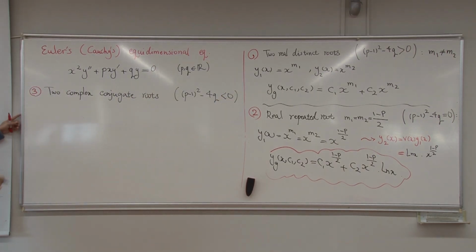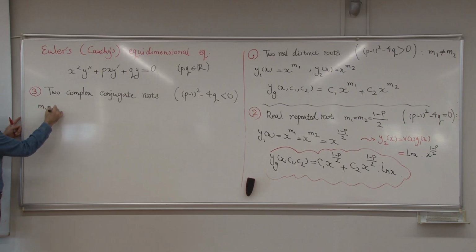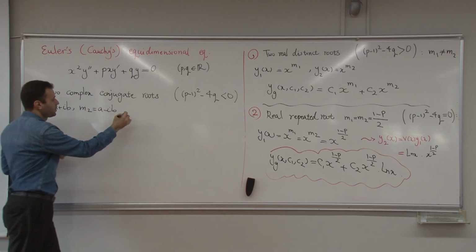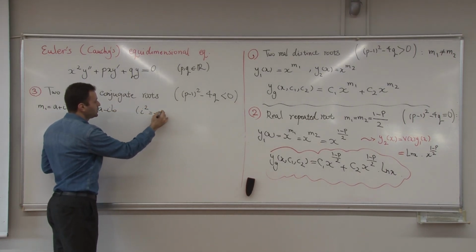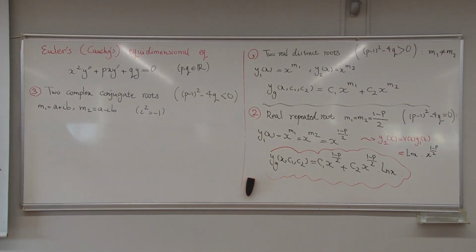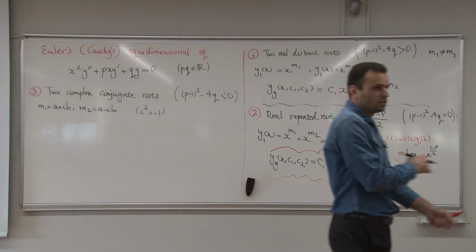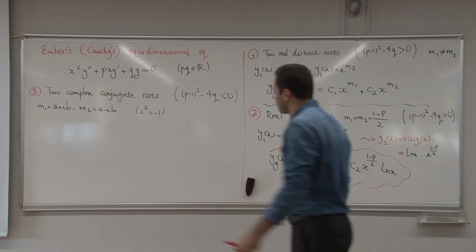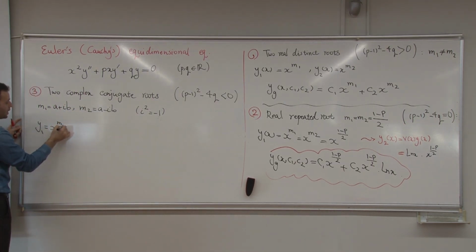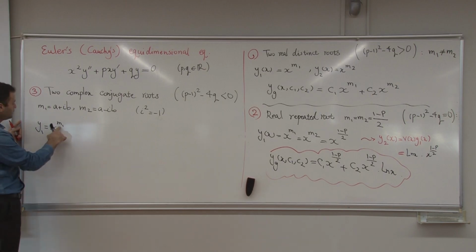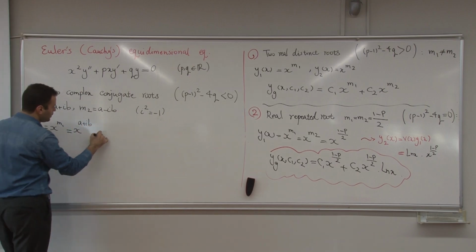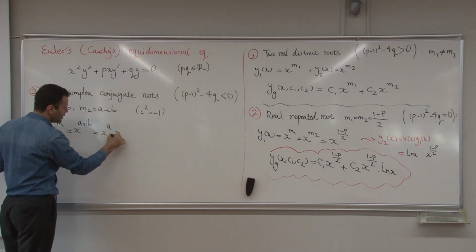Okay? If our m1 is equal to a plus ib, and if our m2 is a minus ib, for i to the power of 2 equal to minus 1, okay? Then what are these candidate solutions for our equation? We have y1 equal to x to the power of m1, right? And I can write this as x to the power of a plus ib, which I can write as x to the power of a, x to the power of ib.